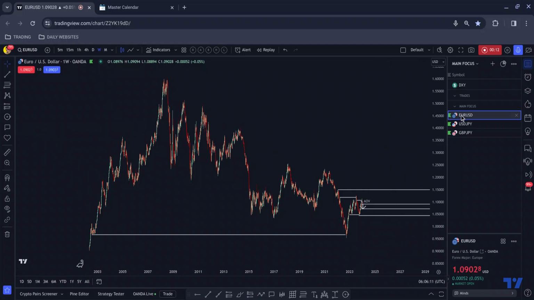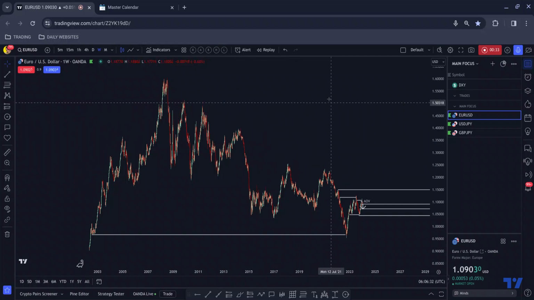So I have three pairs on watch today. Those are euro dollar, dollar yen and pound yen. I've just switched pound yen in exchange for euro kiwi just because it looks a little bit more likely to provide an entry by the end of the day. So without further ado, let me break these pairs down for you now.